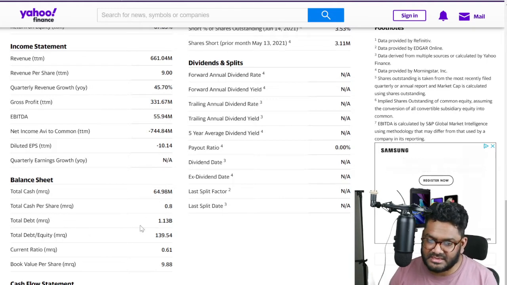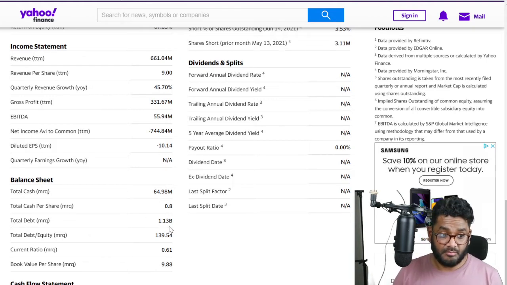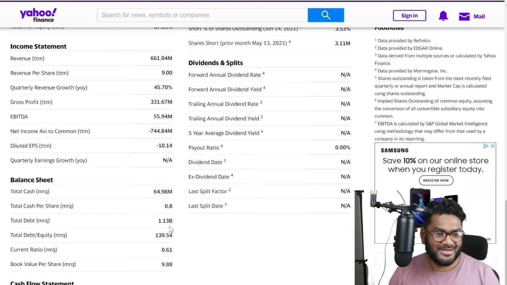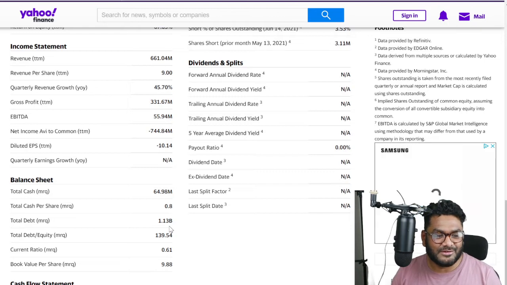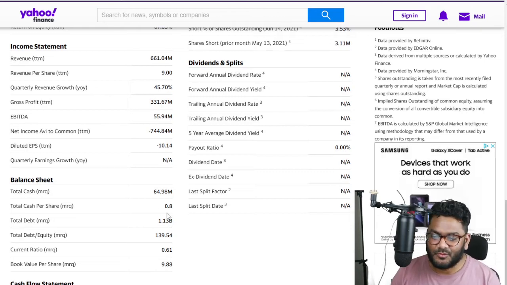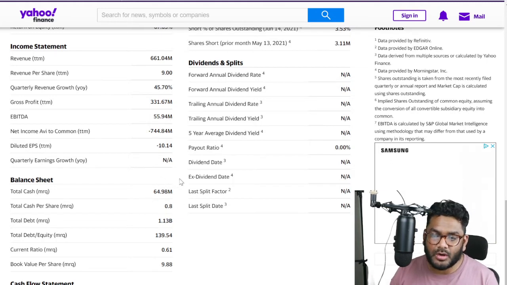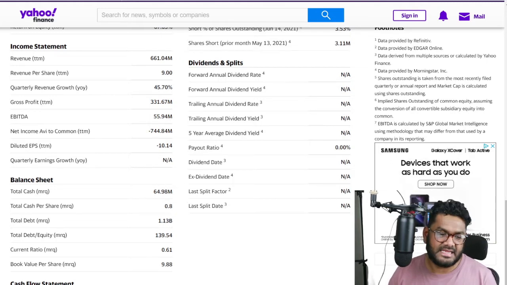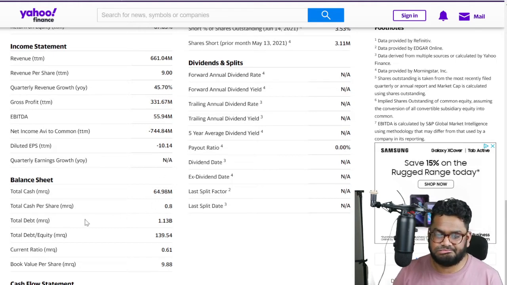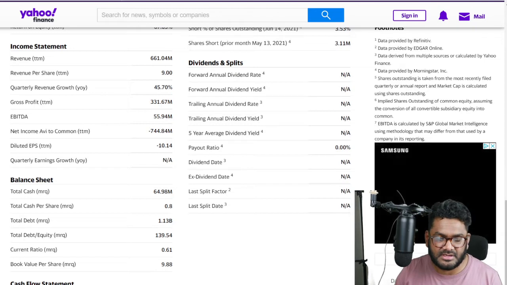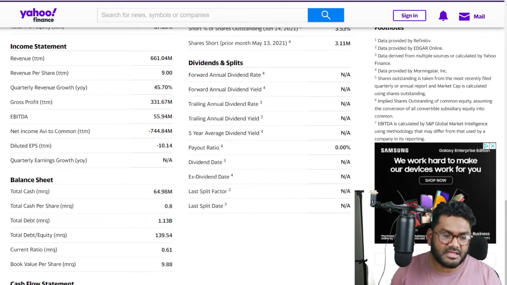If you check their debt, it's 1.3 billion, meaning if the company went bankrupt, you will get nothing. So if the company goes bankrupt today, you will get nothing. This is what it means. I always like to see the company has more cash in hand and less debt. Here the total debt to equity ratio is 139. It's way too much. At 10, 15, you can give it a like, but still it's nothing to do with the share price.